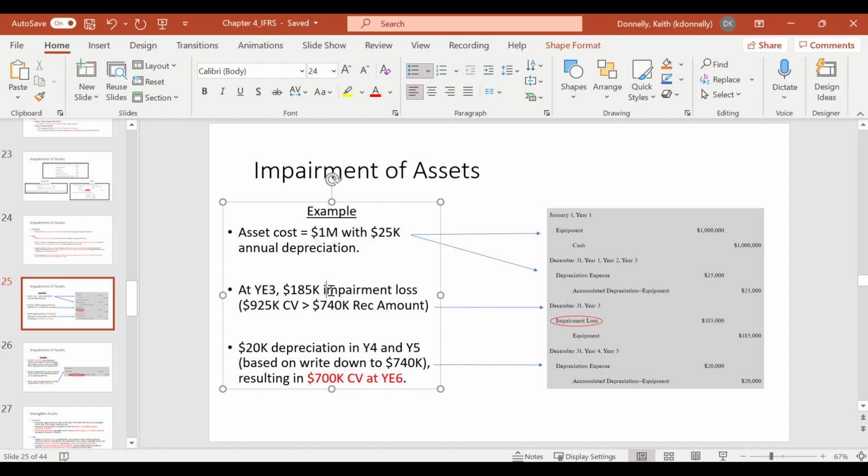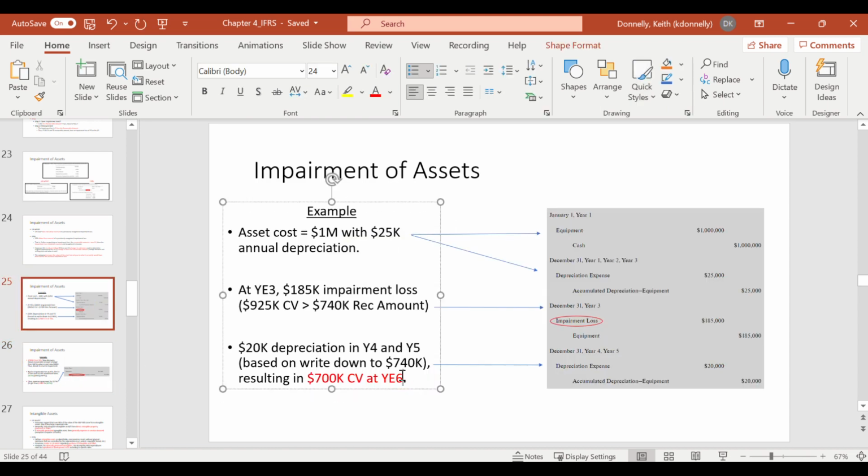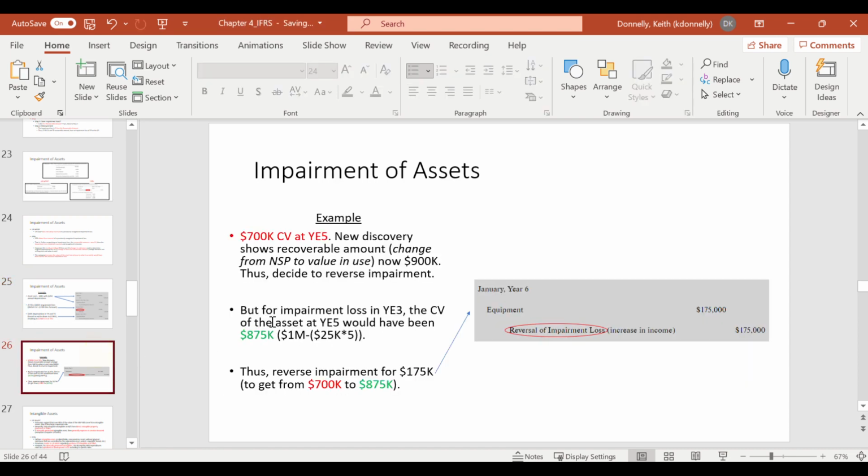Bought it, take an impairment loss, depreciate it. Here's where we stand. So that's where we stand, right? Just showing us here. So that should be year 5. Not a big deal there, just cosmetic. In any event, we're here at $700K at year 5.